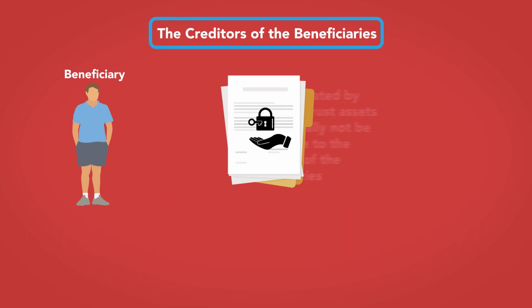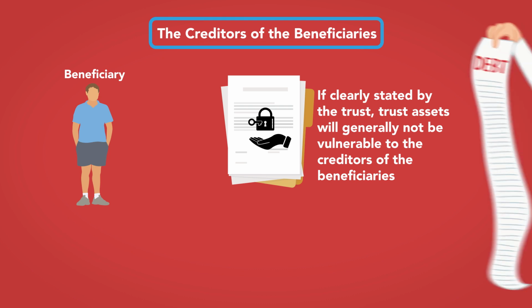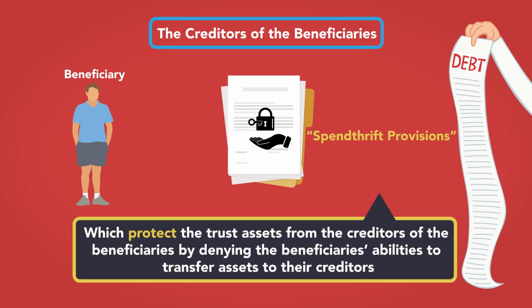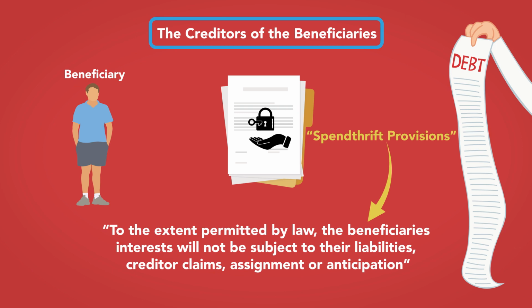The good news is that if the trust clearly states such, trust assets will generally not be vulnerable to the creditors of the beneficiaries. To ensure this, trusts often contain spendthrift provisions, which protect the trust assets from the creditors of the beneficiaries by denying the beneficiaries' ability to transfer those assets to their creditors. This provision can be one sentence long and can be as simple as, "To the extent permitted by law, the beneficiaries' interests shall not be subject to their liabilities, creditor claims, assignment, or anticipation."